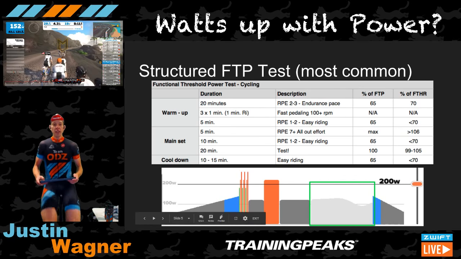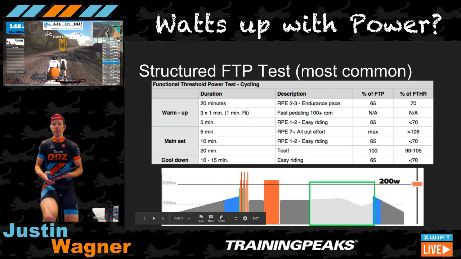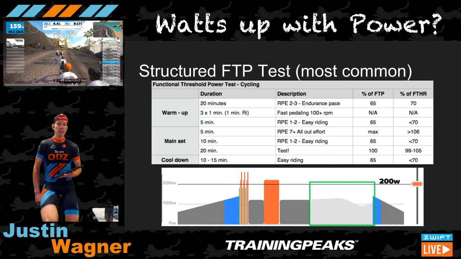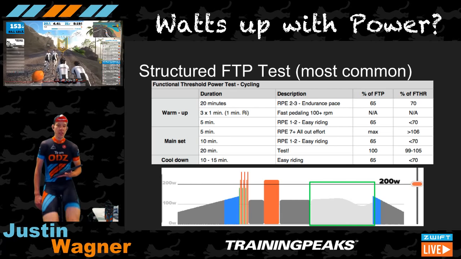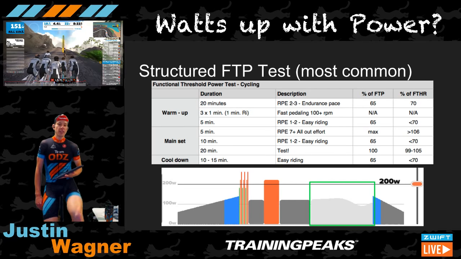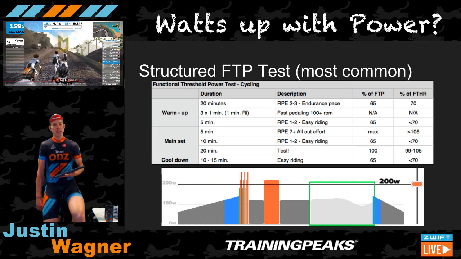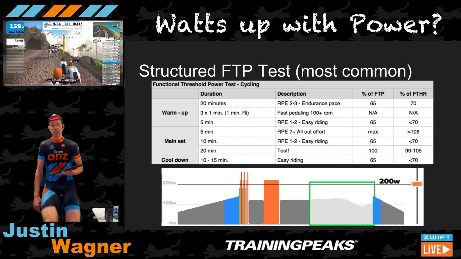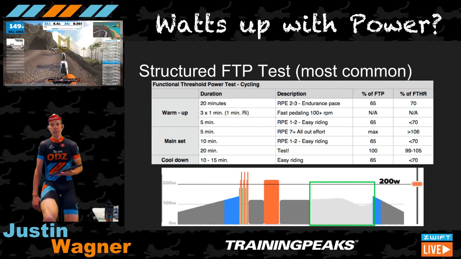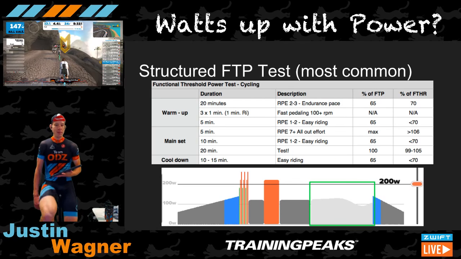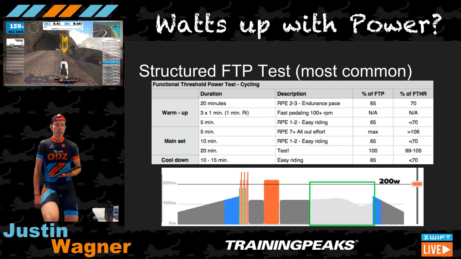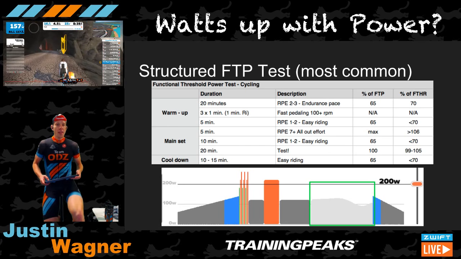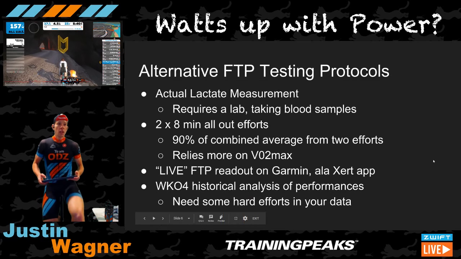In fact, I'm going to say I can only think of two that are the exceptions to this. I would think WKO4 uses a more advanced model, as well as I haven't played much with Exert, but I wouldn't be surprised if they were using a different model to get to FTP. Now, I could be wrong on that. They may still be using 95% of your best 20-minute effort. At any rate, that is the most common test.